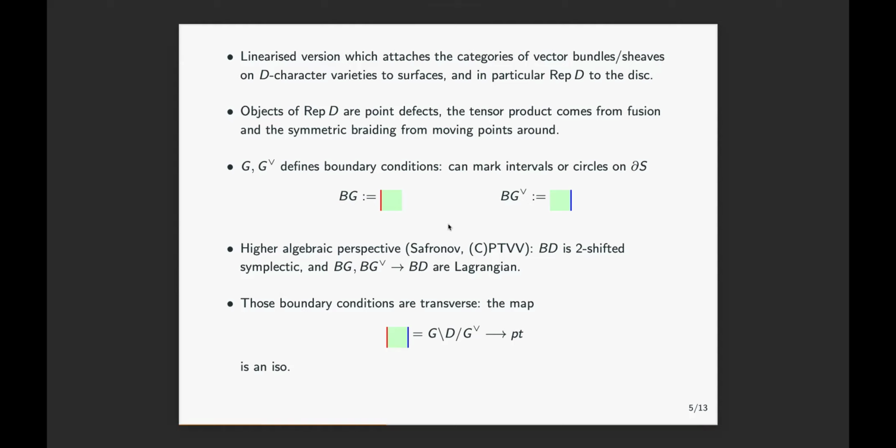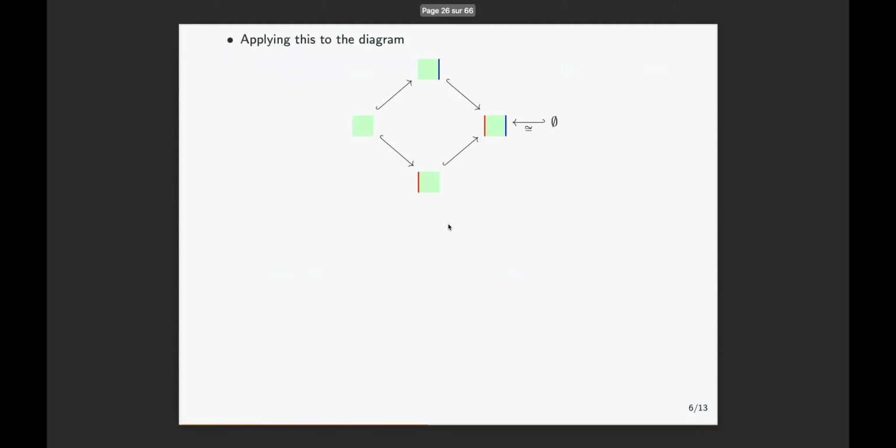So now if I look at a square with one red interval and one blue interval, this is the same as taking D and modding out by G dual on one side and G on the other side, so there is nothing left. So this is just a point. And remember that this TFT is compatible with embeddings of manifolds. In particular, one important feature is that it's compatible with the embedding of the empty manifold. So each of these objects has a canonical map from the empty manifold. And the claim is that in that case, this is actually an isomorphism. So we get a nice commutative diagram like this, where all the maps are embeddings.